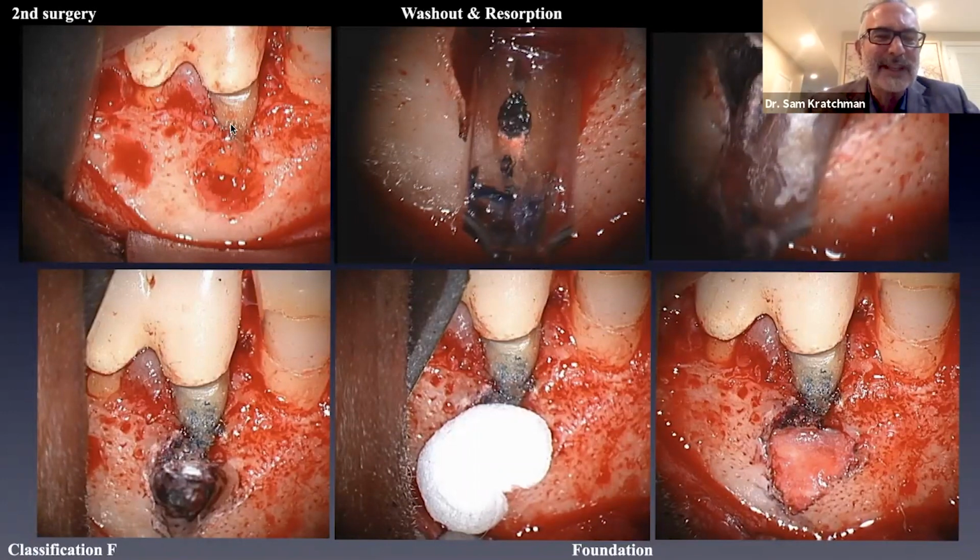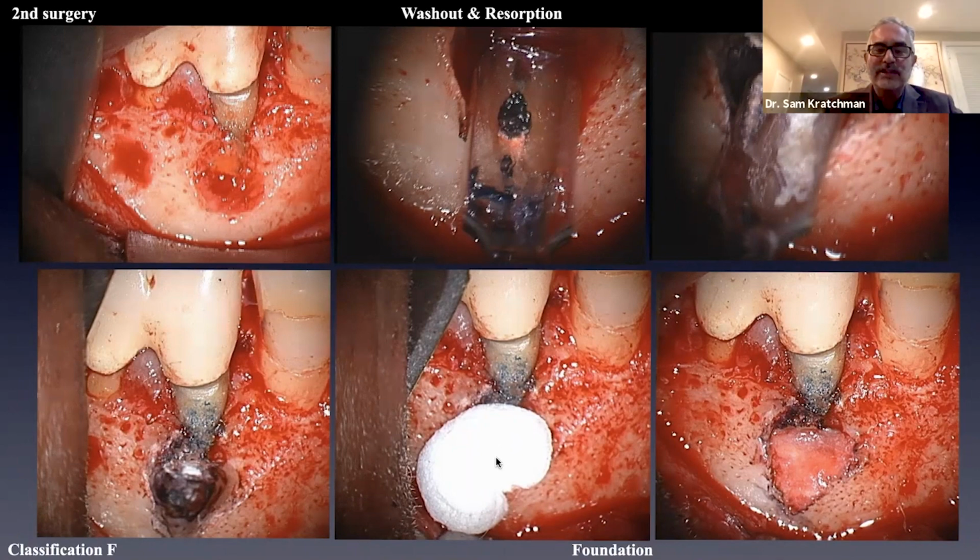And what that means is there's a complete fenestration. So if you remember, there was bone covering this part of the root 6.5 years ago. Now there's complete fenestration. My material washed out. So I re-cleaned it, re-prepped it, placed the bioceramic putty. Then I placed this foundation.